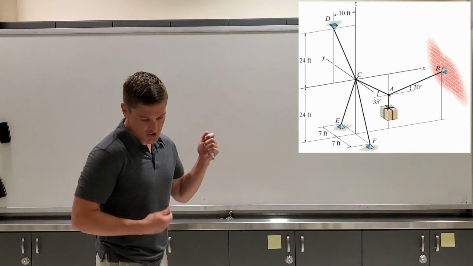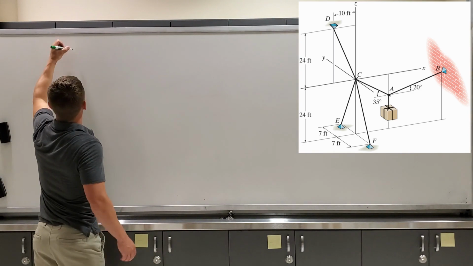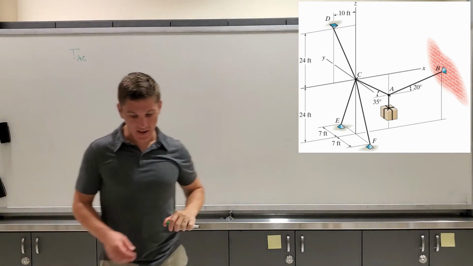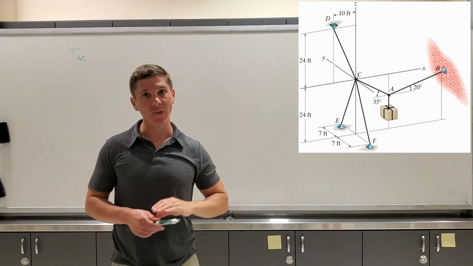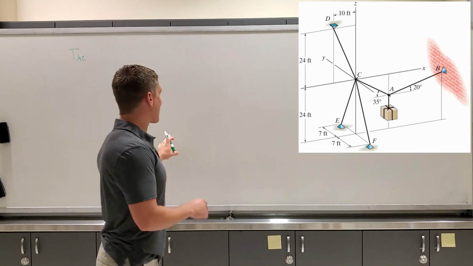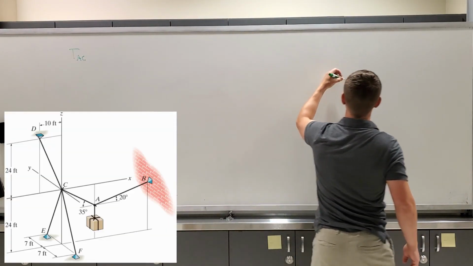So we'll start with TAC. We already showed that it was limited to the XZ plane, so it only has forces in the X and the Z direction. So when I'm looking at the knot C, the tension acting on C, we can draw C over here.